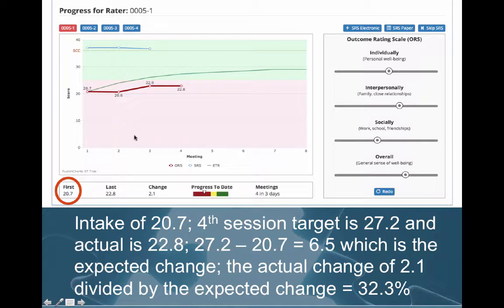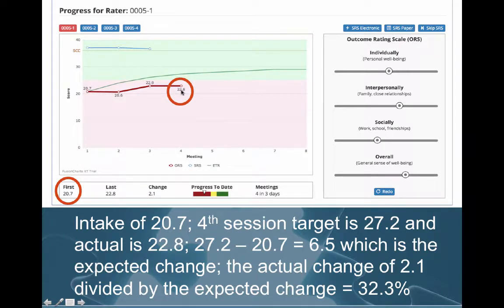And to clients, I often say, this is what we had hoped to see happen for you. And so they have the intake of 20.7, and you can see that they are at the 4th session and are a 22.8. So actually the ETR for the 4th session, or each point along the way, is the target for that particular session, right? It's the target on the expected treatment response. And in the 4th session, our target, where we'd like for them to be, is 27.2.